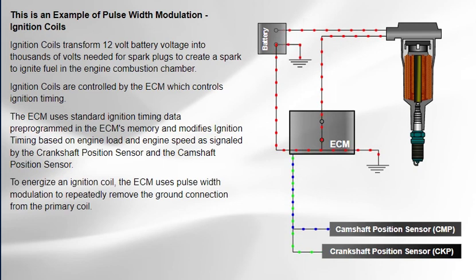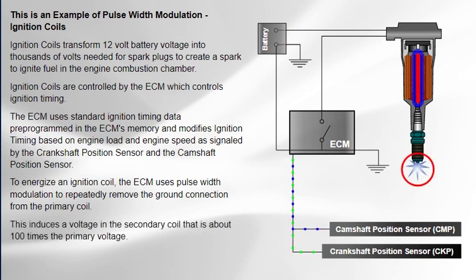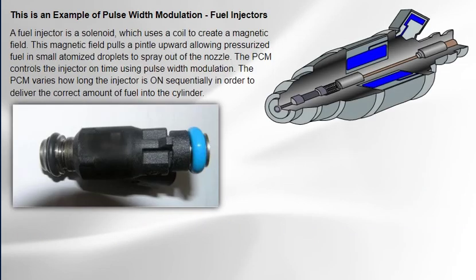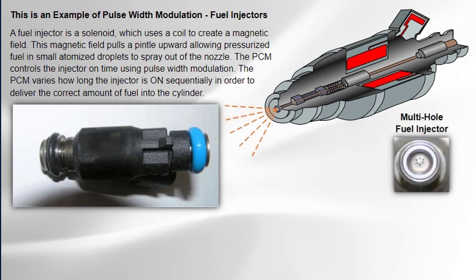To energize an ignition coil, the ECM uses pulse width modulation to repeatedly remove the ground connection from the primary coil. This induces a voltage in the secondary coil that is about 100 times the primary voltage. A fuel injector is a solenoid, which uses a coil to create a magnetic field. This magnetic field pulls a pintle upward, allowing pressurized fuel in small atomized droplets to spray out of the nozzle.